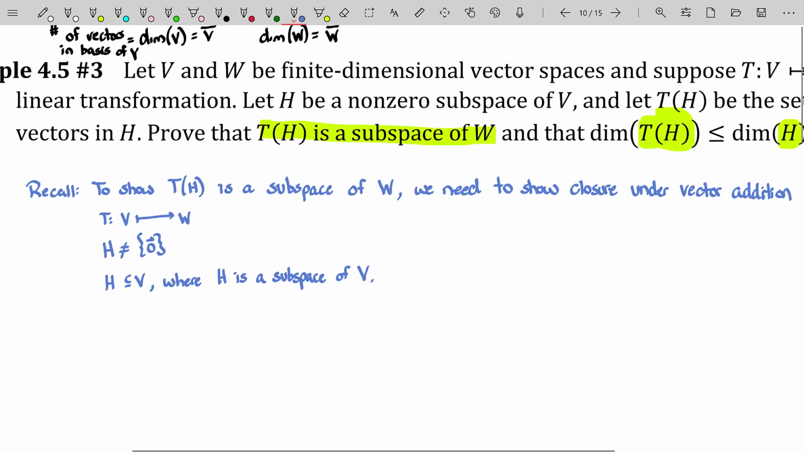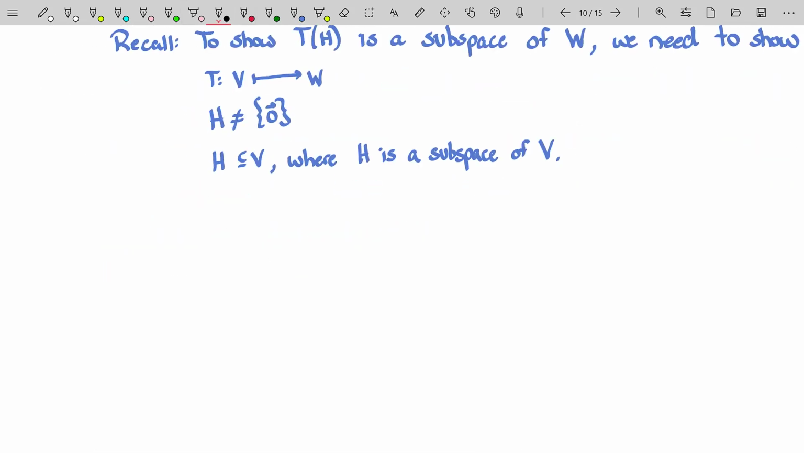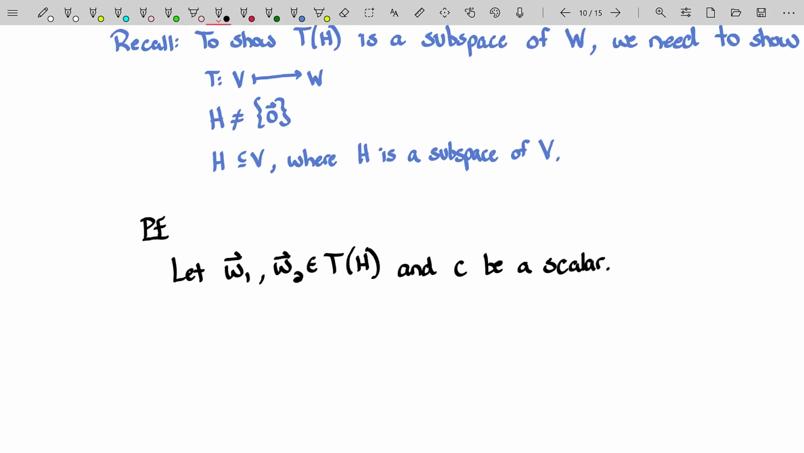In fact, let me remove all the other highlights so that you can know what I'm talking about here. We're going to prove that T of H is a subspace of W. I'll use black ink for the actual proof. Let W sub 1 and W sub 2 be vectors in the set of images of H under the transformation T. So they're basically in the range of T when you plug in vectors from H. And let C be a scalar from the underlying field.